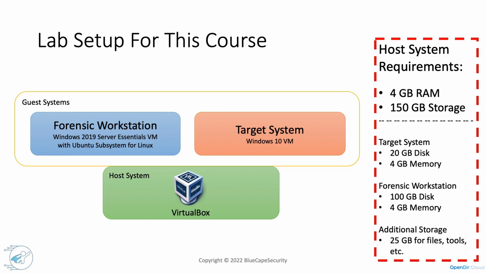And half of that is actually not needed throughout the course until the very end when we are dealing with super timelines. And then for additional storage on your host system, you should have about 25 GB available. And that's mostly also just because of the memory and the disk images that we'll extract from our target system. So overall, these are the requirements for our host system.